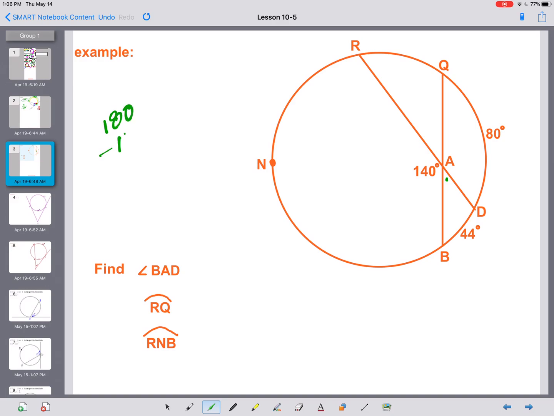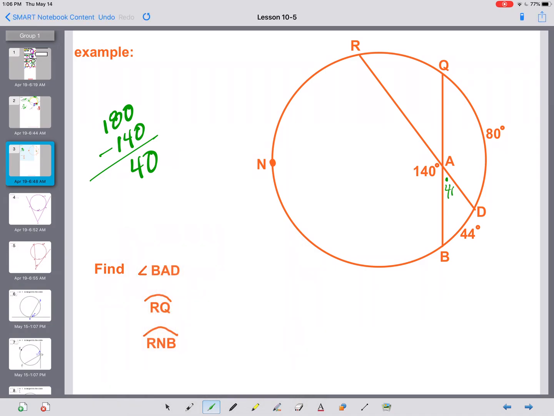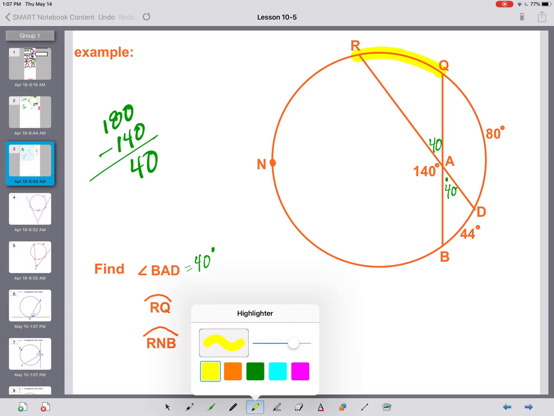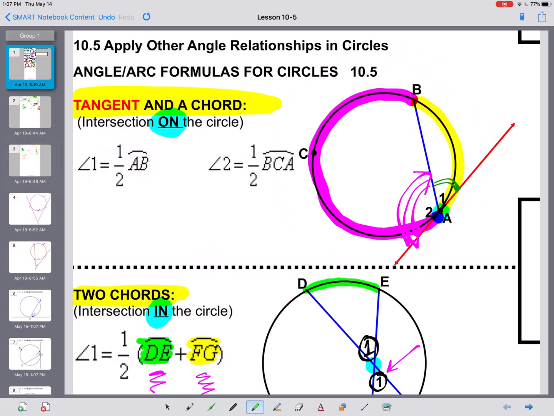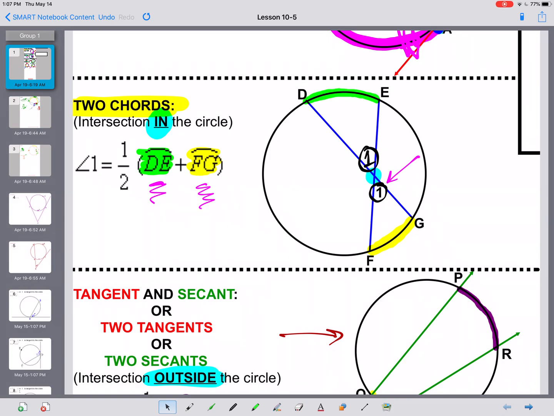180 minus 140. Boom, 40 degrees. There it is, 40 degrees right there. Hey, if that's 40 degrees, that's 40 degrees. Now we got 40 degrees. What else do we want? RQ. Oh, they want this one here. Notice we already have this one here. Those are two chords. Look at your formula sheet. What type of formula are you going to use? Oh, this one right here, formula number 2.